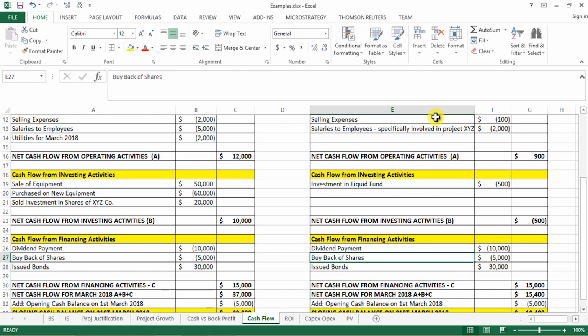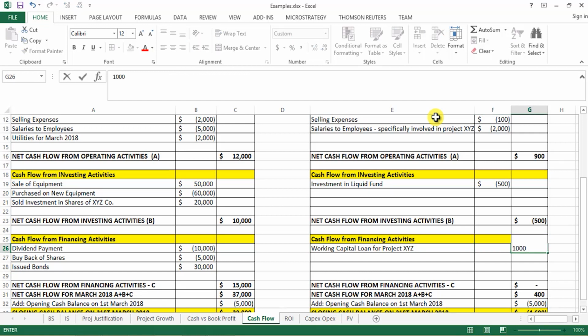But let's say over here Mr. X is at liberty to raise the loan if needed. Okay, and this is supposed to be collateral free working capital loan. So we just put over here working capital loan for project XYZ. I think $1,000 should be sufficient based on what the working capital requirement is coming up. And so they raised a working capital loan of $1,000.